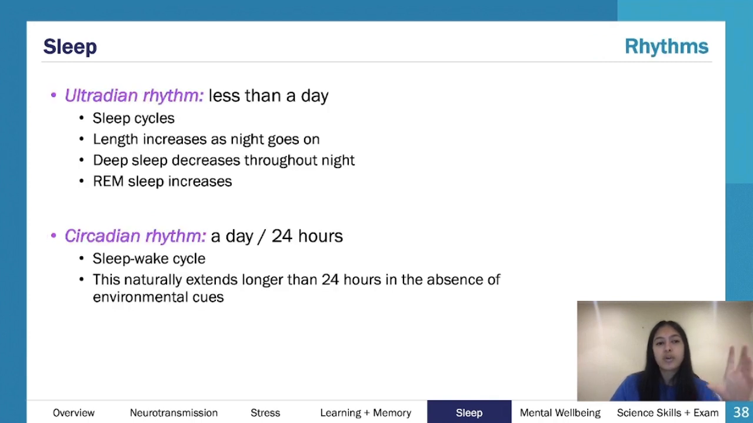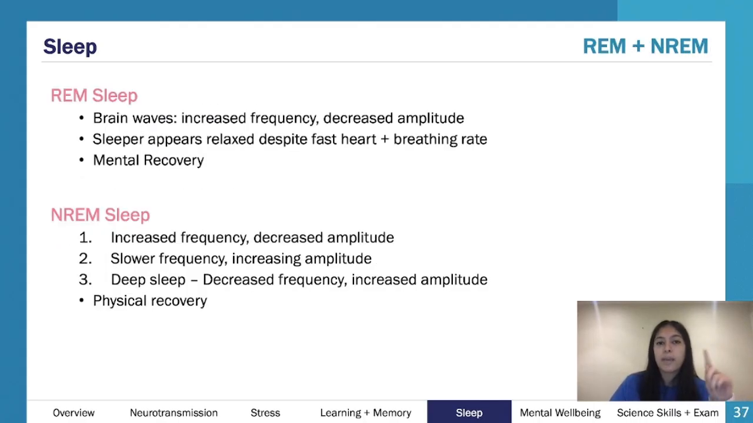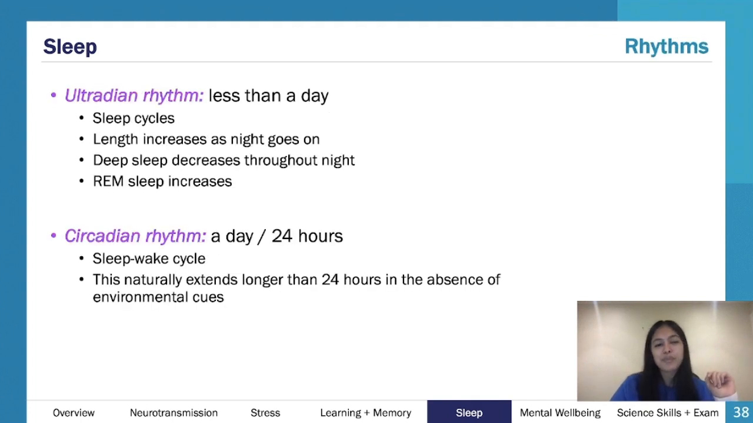Okay, so differentiating your rhythms, you've got your circadian and your ultradian. Your circadian rhythm goes over 24 hours. For example, your sleep-wake cycle: you are awake for a couple of hours, then you sleep, then you're awake, and then you're asleep. And that repeats itself once every 24 hours. Your ultradian rhythms last less than 24 hours, so you can get more than one of them in a 24-hour period. And that's what we see in our REM and NREM, when it alternates.